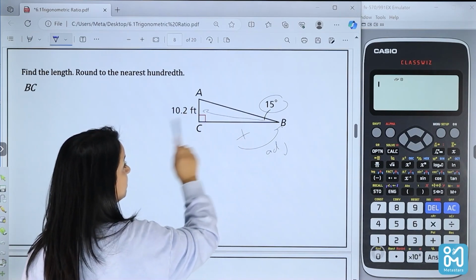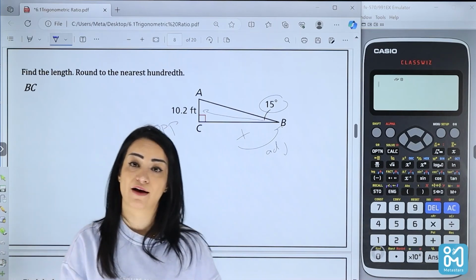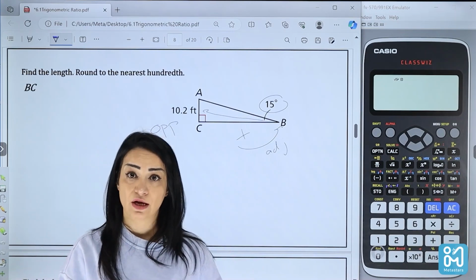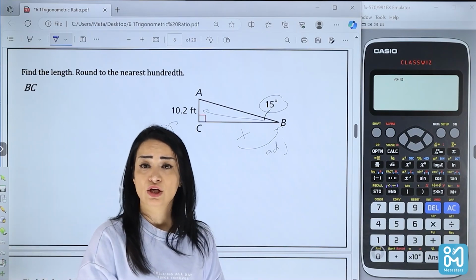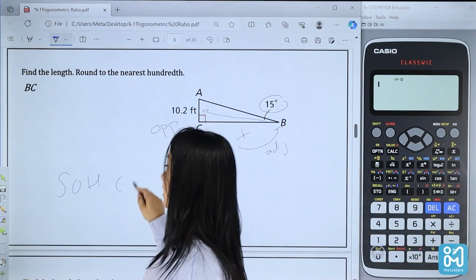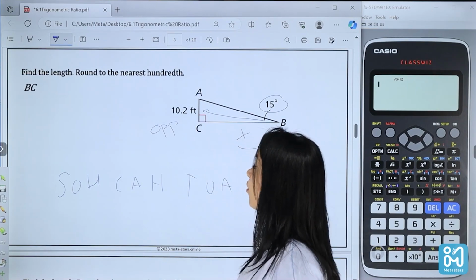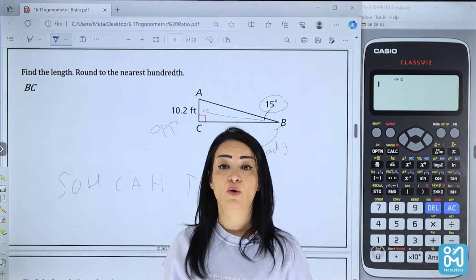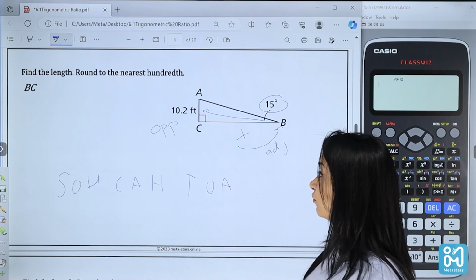AC is what for AB? It is opposite. So actually, what information do we have here? I have the opposite and I have the adjacent. Since I have opposite and adjacent and the measure of the angle, which relation are we going to use? So opposite over adjacent. So directly here, we're going to use the relation of tan. So tan is equal to opposite over adjacent.